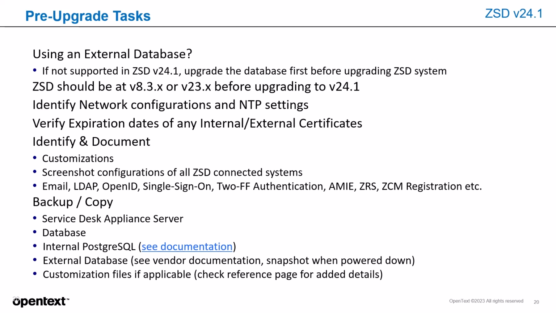Identify and document the customizations. Maybe do some screenshots of all the ZSD connected systems. And those things are like email, LDAP, OpenID, if you have two-factor authentication, those types of things. Backup and copy the service desk appliance server and the database. Of course, the internal Postgres is pretty much backed up if you take a snapshot of the appliance. And then the external database, make sure you have a backup or copy of that. And then the customization files, if applicable. Again, check the reference page for added details.